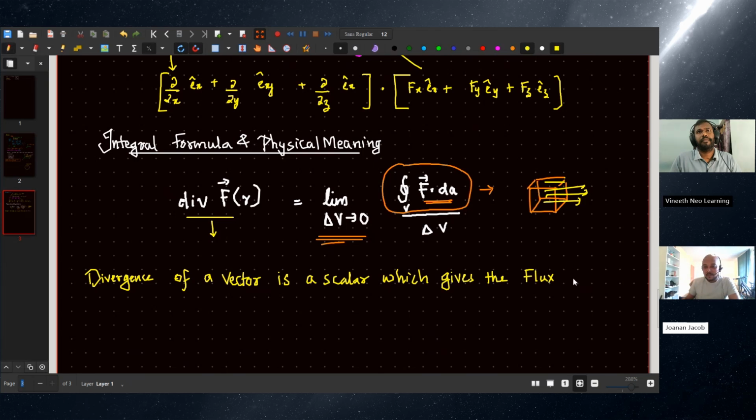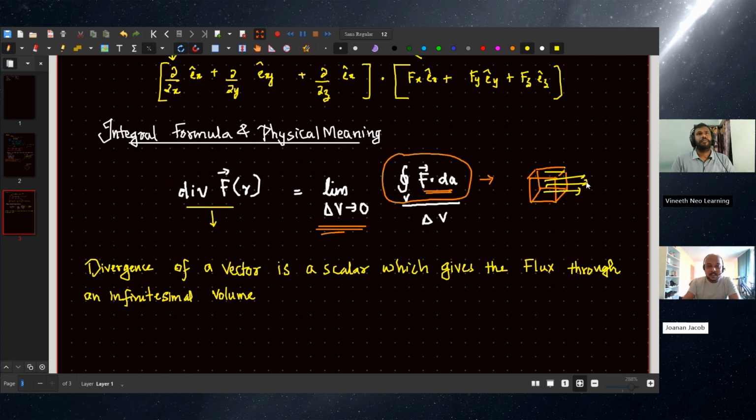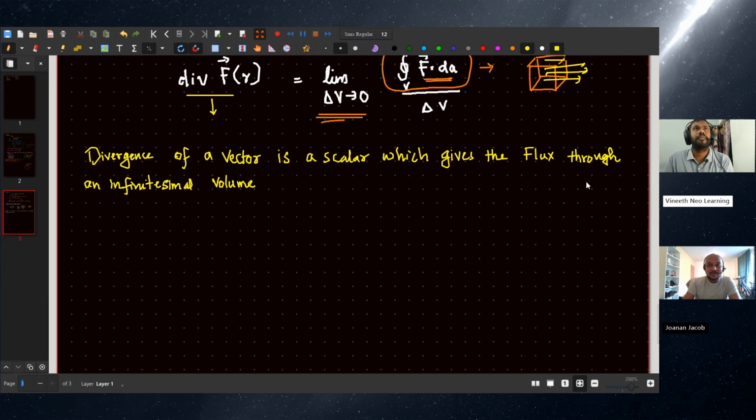Are you able to follow? When you think about an infinitesimal volume in this way, Gauss's law of electrostatics and all those things will become apparent, isn't it? Then you should explain through a diagram, I think. Yes, I will explain through a diagram.